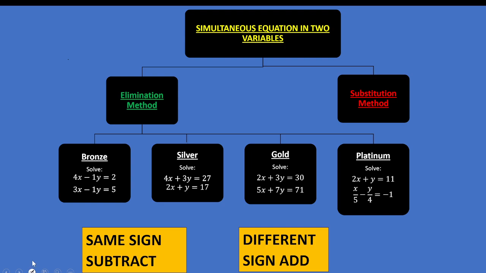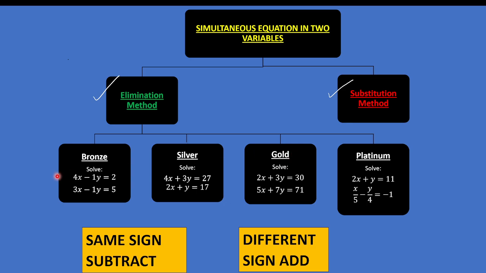See, simultaneous equations in two variables, we can solve this type of equations by using two methods. The first one is the elimination method, which we are going to see today, and another one is substitution, which I'm planning to cover in another video. So let's focus today on the elimination method only. In the elimination method, I segregated the questions into four different categories.